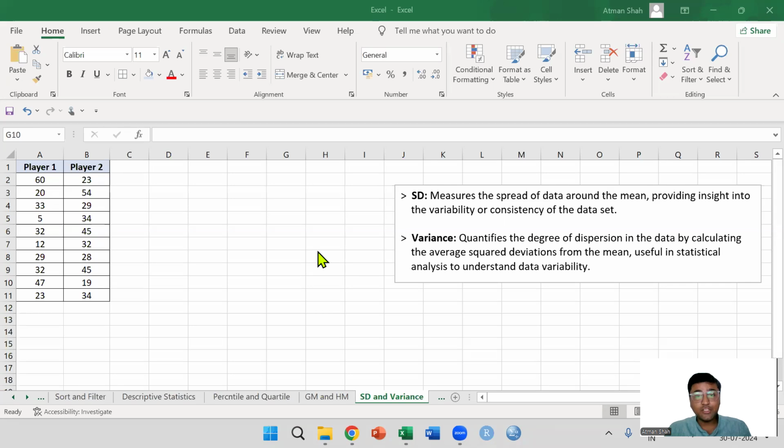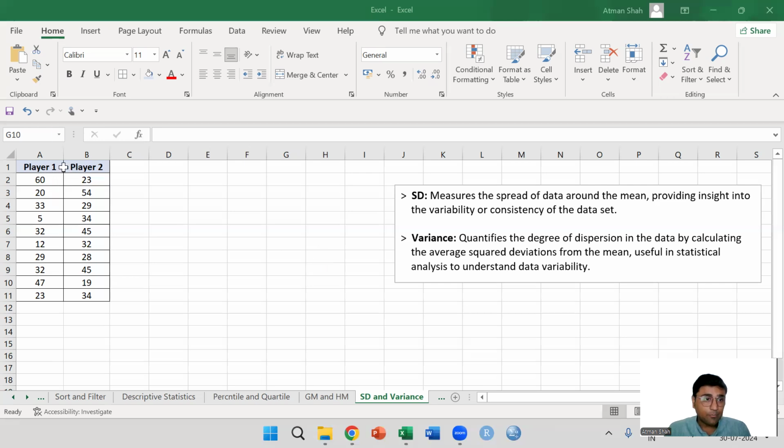So standard deviation and variance both are measures of dispersion. Now let's understand the meaning of standard deviation and variance. Standard deviation measures the spread of data around the mean, providing insight into the variability or consistency of the data set. Whereas variance quantifies the degree of dispersion in the data by calculating the average squared deviations from the mean. So it is useful in understanding the data variability.